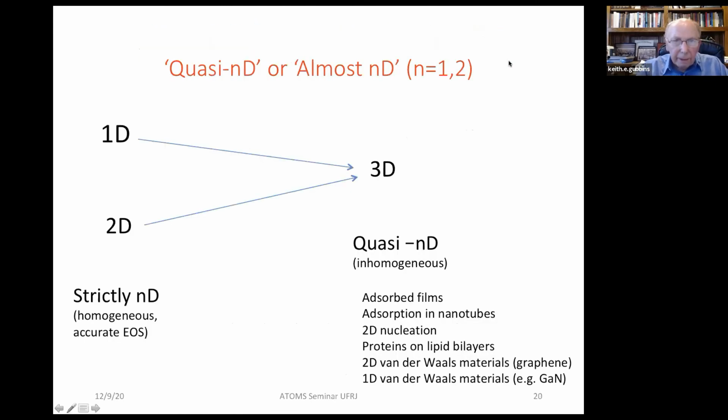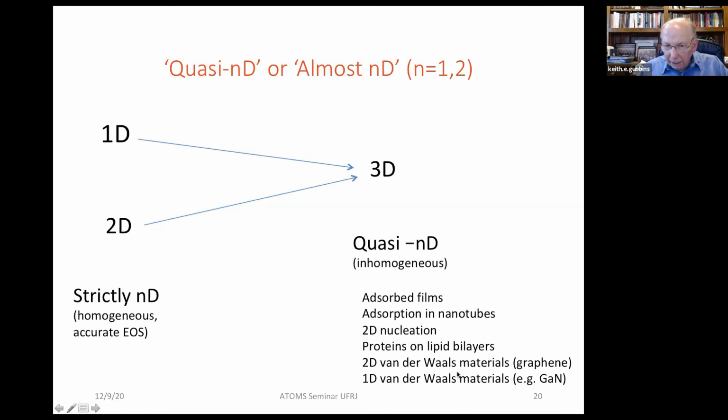So finally, I'm running out of time here. I wanted to show you that this can be useful in certain classes of problems, because we can map a quasi-ND system. Here are some examples. We're interested in the first two, absorbed films and absorption in nanotubes. But we're also somewhat interested in these 1D and 2D materials.